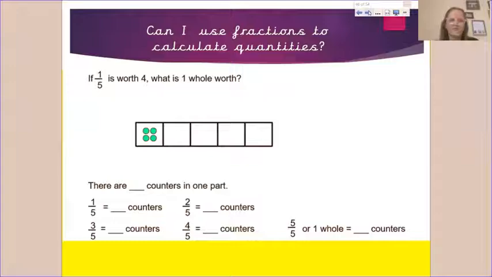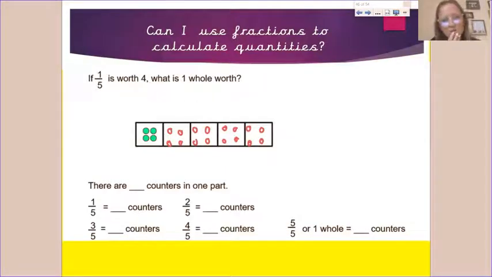Right, if a fifth is worth 4, what is the whole worth? So now we're looking at calculating quantity. We've already been given information that tells us that 1/5 equals 4. So you know that 2/5 would be another 4, 3/5 would be another 4, 4/5 would be another 4, and 5/5 would be the final set of 4.